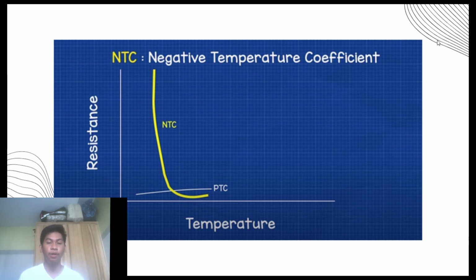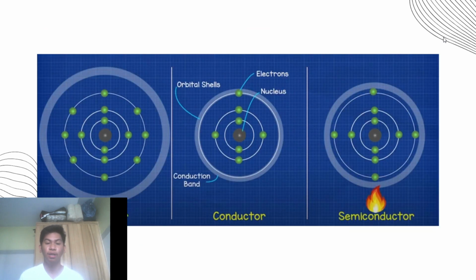With this type, we employ a semiconductor with slightly different behavior. This type will actually decrease in resistance when we plot resistance against temperature. We refer to it as a negative temperature coefficient. This has to do with the way the material's atoms are structured.